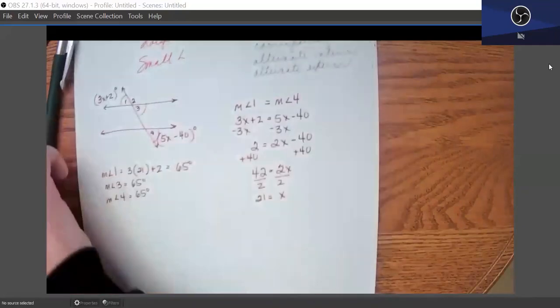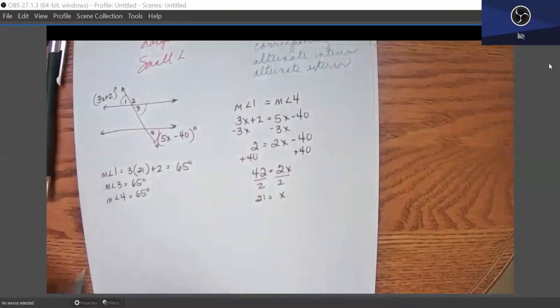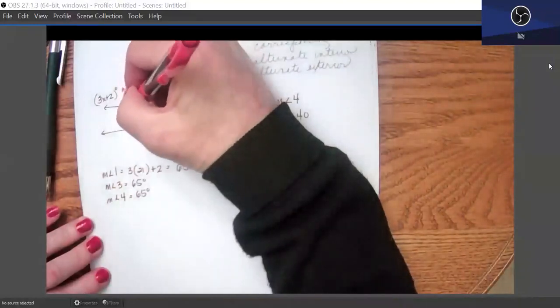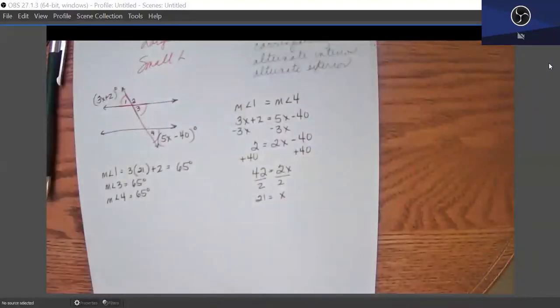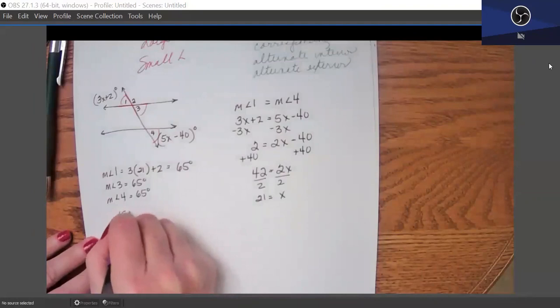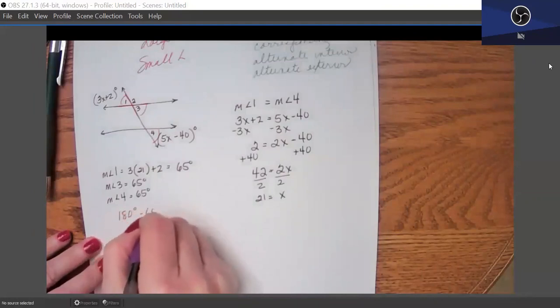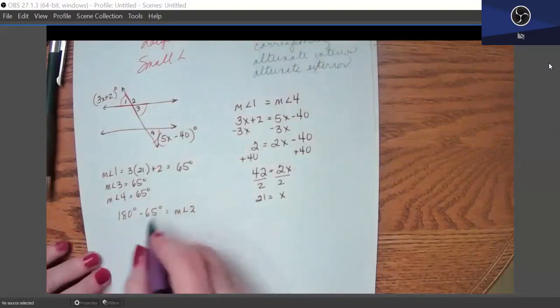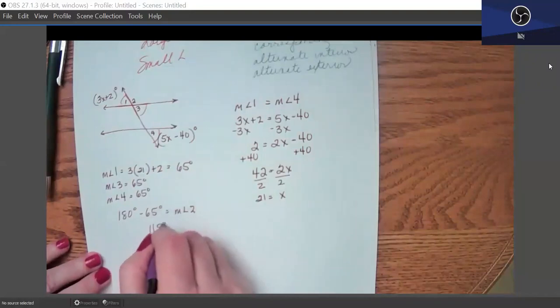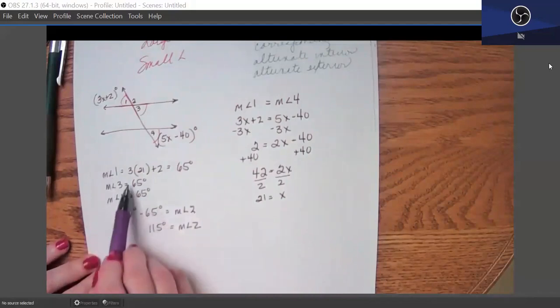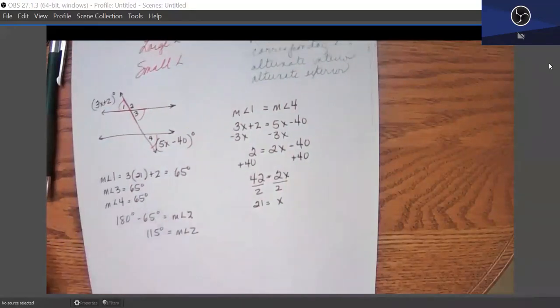So that leaves us to try to find the measure of angle 2. Well, angle 2 is supplementary, creates a straight line with angle 1. Or you could say 2 is supplementary to 3. Supplementary to both of them. So supplementary means the sum equals 180. So 180 minus 65 is going to be the measure of angle 2. 180 minus 65 is 115 degrees. So we have the measure of angle 1, the measure of angle 2, the measure of angle 3, and the measure of angle 4. And we found that as parallel lines are cut by a transversal.